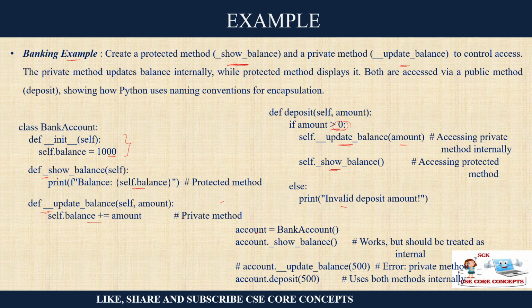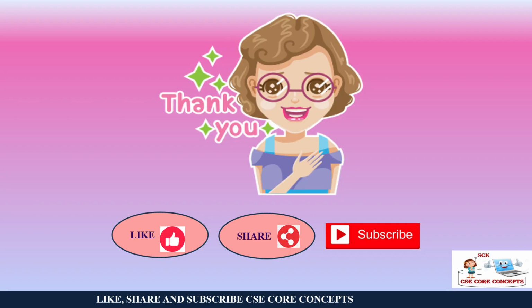Now you create an instance of the class BankAccount and you access these methods. The protected one will work because protected members are treated as internal. But when you try to access update balance, which is private, it will give you an error. Okay, so you just check it. Now, account dot deposit, what will happen with this? Do try and tell me in the comment section whether you are able to access this or not. Please do try this example. This is going to be very, very useful to you.